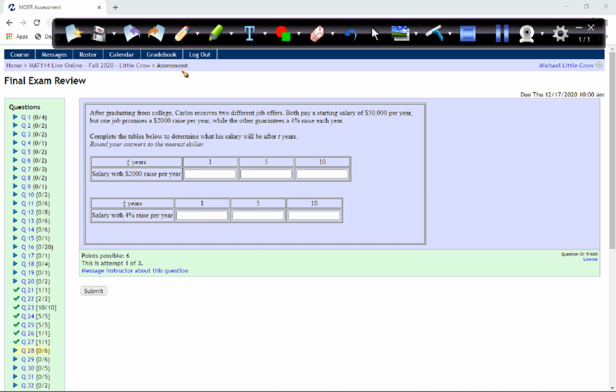Okay. This next one. After graduating from college, Carlos receives 2 different job offers. Both pay a starting salary of $50,000. One promises a $2,000 a year raise, which again, that's going to be linear. That's an amount of change, while the other is a 4%. That's going to be exponential because it's a percent. Okay, so this is linear. This is exponential.